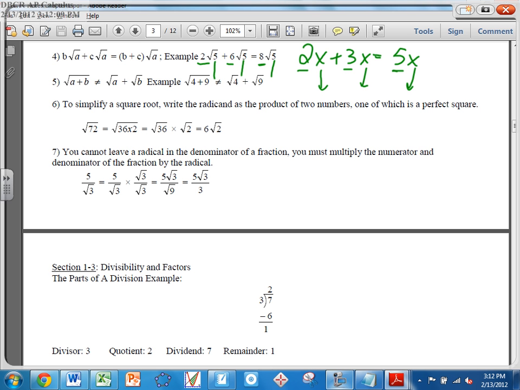Again, this is not negative ones. That's underlining, that's an arrow. These are arrows pointing to each one of these.